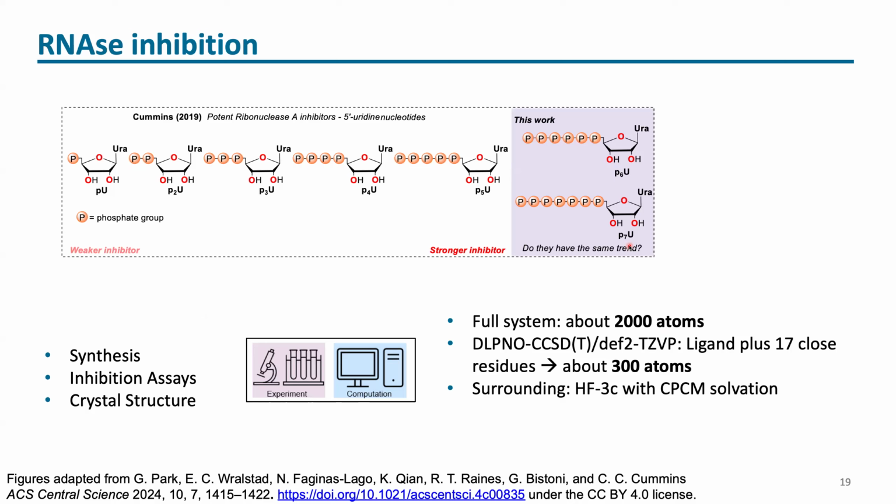In this work, we really wanted to describe everything using an electronic structure method rather than relying on empirically parameterized force fields. So we use essentially an QM/QM approach. You can find the details in the paper, where the ligand and the key residues in the active site are treated at the DLPNO coupled cluster level, while everything else is accounted for at the HF-3c level. And in this work, we accounted for the implicit solvent using CPCM.